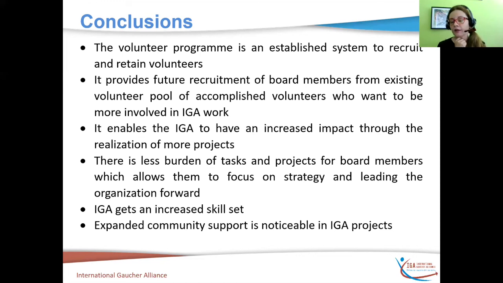So I have to say that I'm very happy to be presenting the volunteer program, because its success is because of the people that are in it. And it enabled us to have increased impact and realize more projects. There is less burden for the board members, and they can now focus more on strategy. We have increased skill set because we have people helping us with social media, especially with Instagram, young people, because we don't know a lot about that. So we need help. And now we are actually trying to find somebody to help us with TikTok, which is very new for most of us.